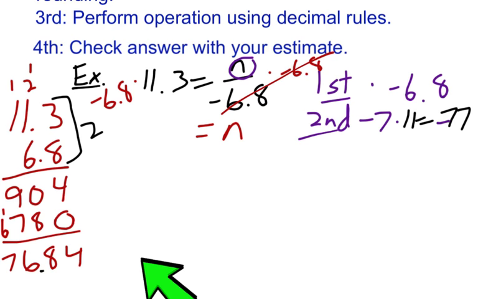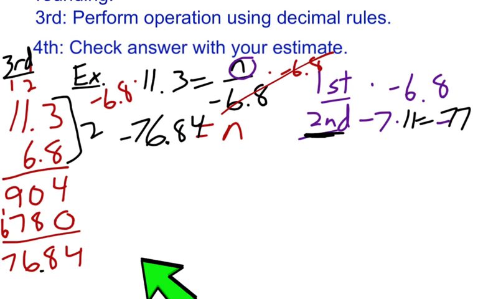Now remember, on the second step we figured out the sign. We know it's negative. So I need to make sure that this is a negative 76.84. Don't forget that. Missing the sign misses the question. So third step we already did. That was our third step. I should label it third.